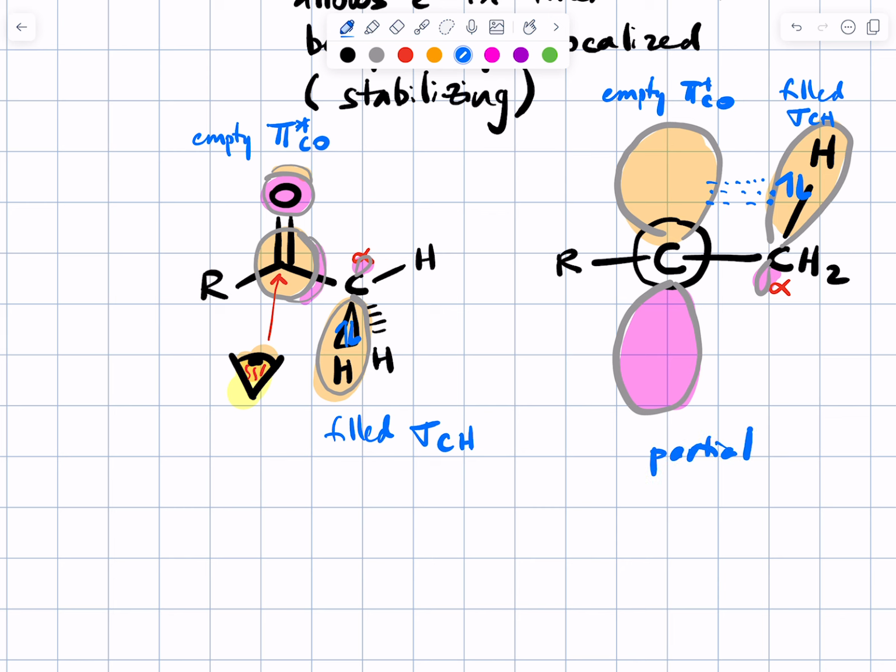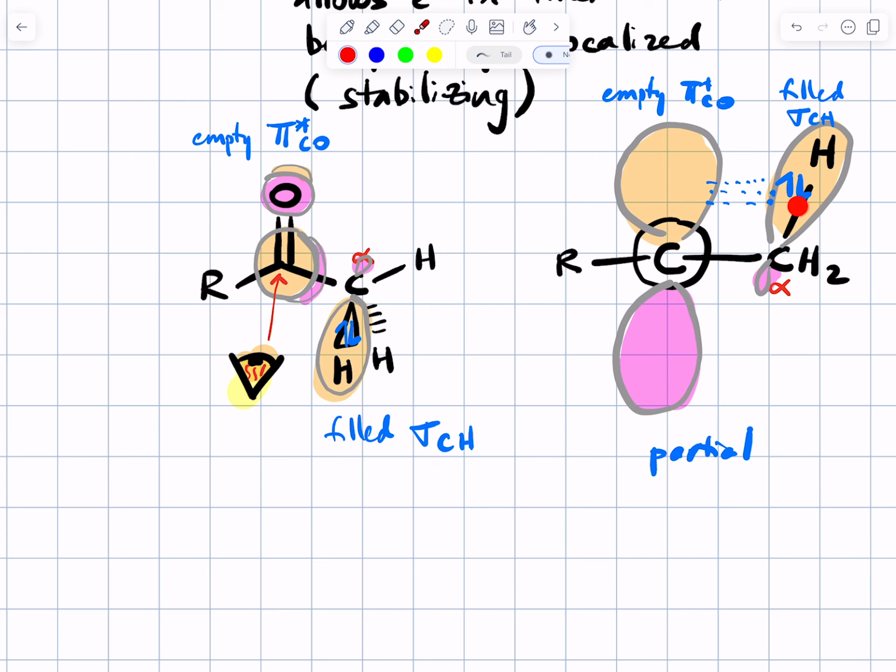If it was complete, you'd expect 3 things to happen. If these electrons delocalized completely, the hydrogen wouldn't be held onto anymore, there'd be a pi bond between these two carbons, and the carbon-oxygen pi bond would have broken. That's not happening here. What's happening is partial delocalization.